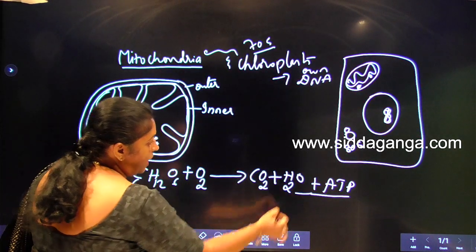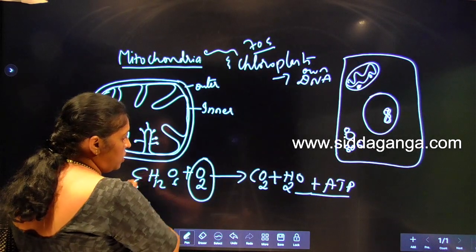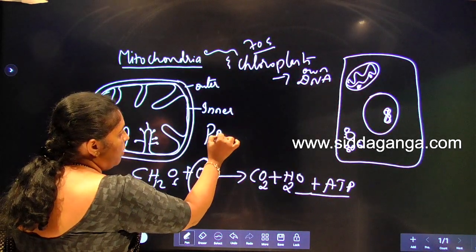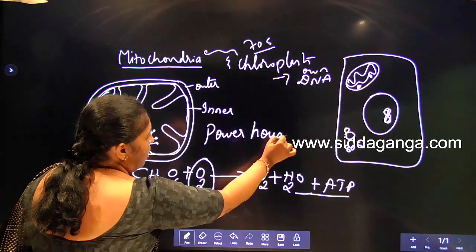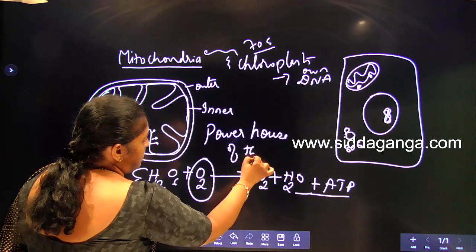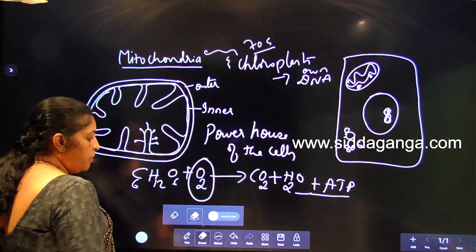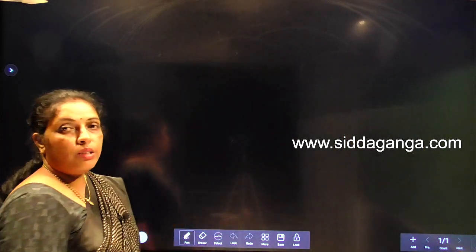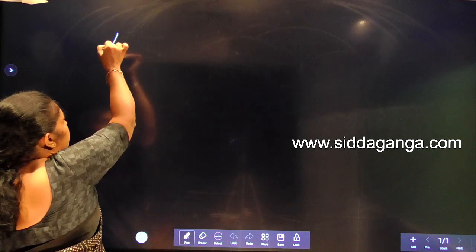As they produce ATP by the oxidation of glucose in the presence of oxygen, they are called the powerhouse of the cells. This is about mitochondria. Next, we'll go with the endomembrane system.